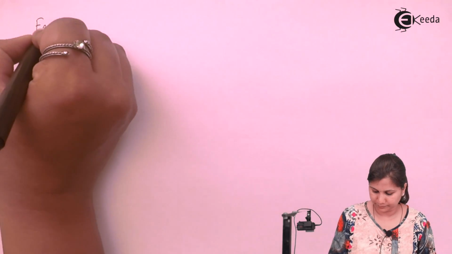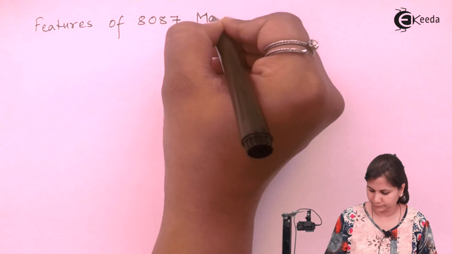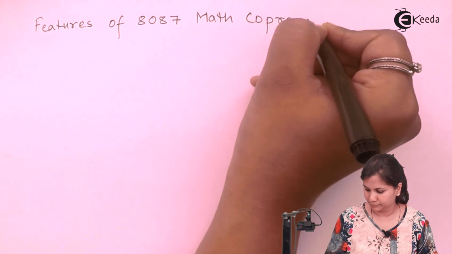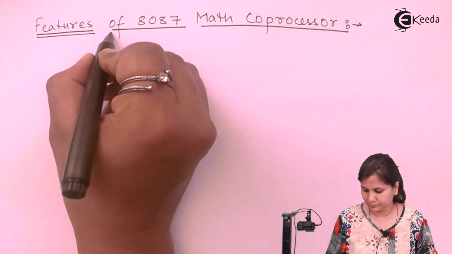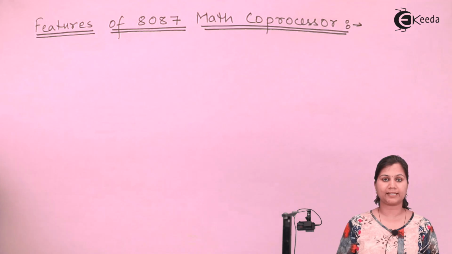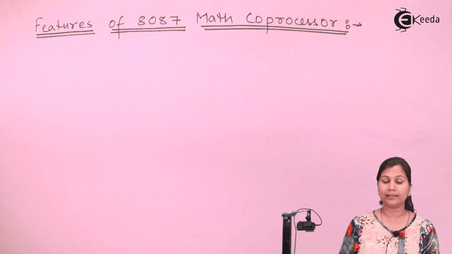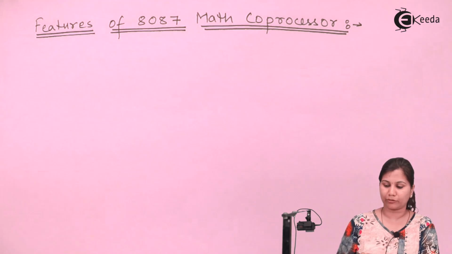Now let's see some of the features of this 8087 math coprocessor. As I have said, it is the first coprocessor which was developed by Intel to pair with the 8086 and 8088 microprocessors.